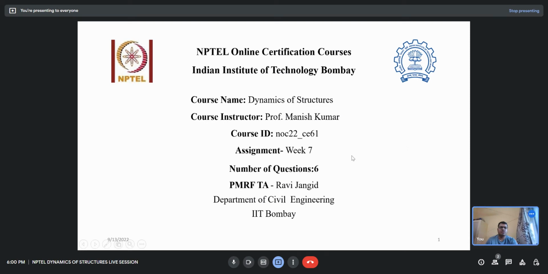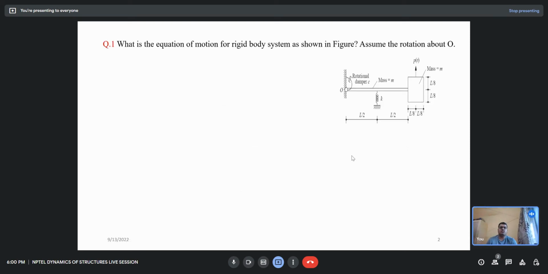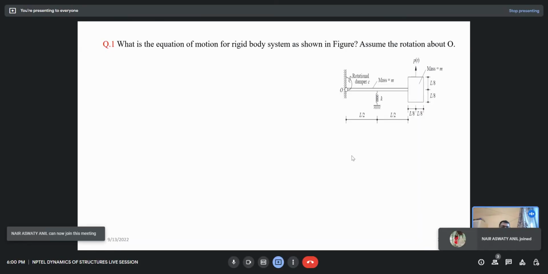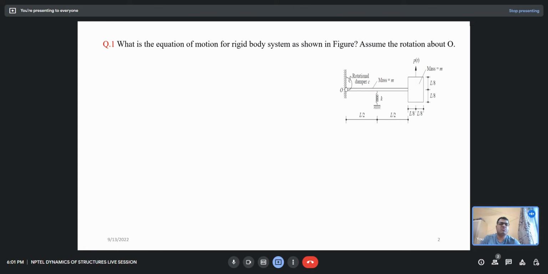Okay. So in this, the first question is: what is the equation of motion for the system shown in the figure? We are given a system in which, unlike the first 6 sessions where there was only one mass, two masses are there: one is the mass of this rod and the other is the mass below it. So we have to generate the differential equation for this kind of system, considering both masses, the mass of the rod and the mass of the block.